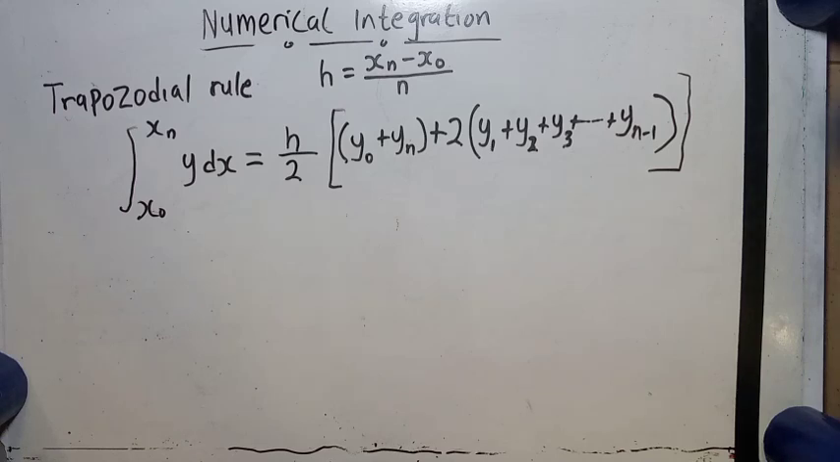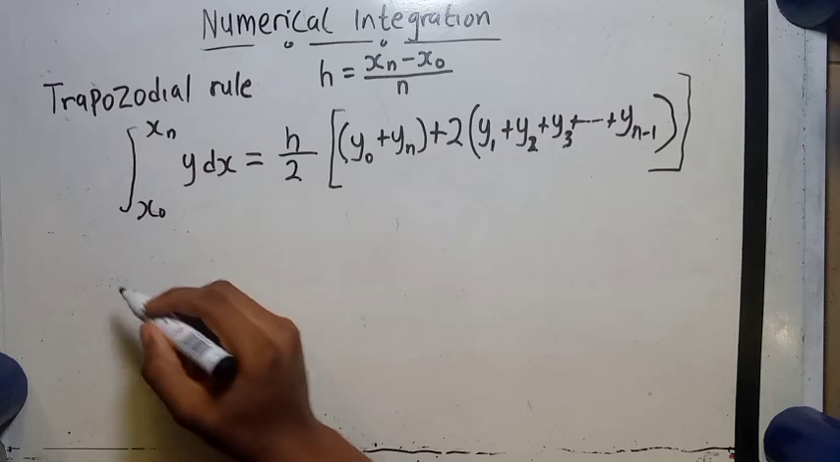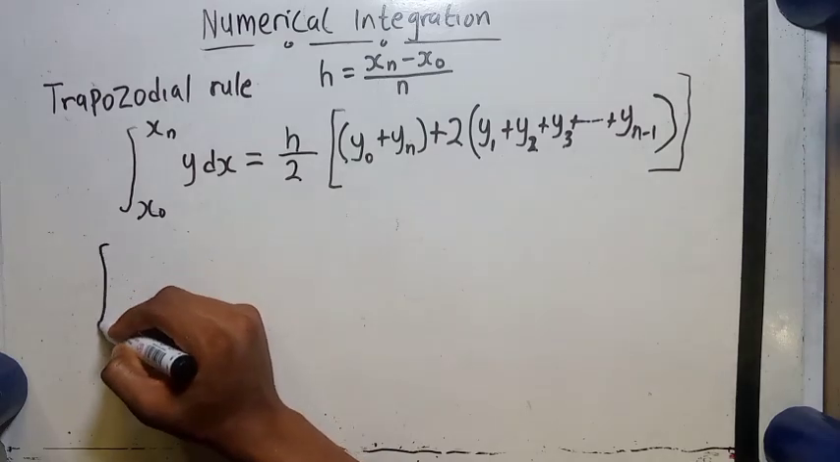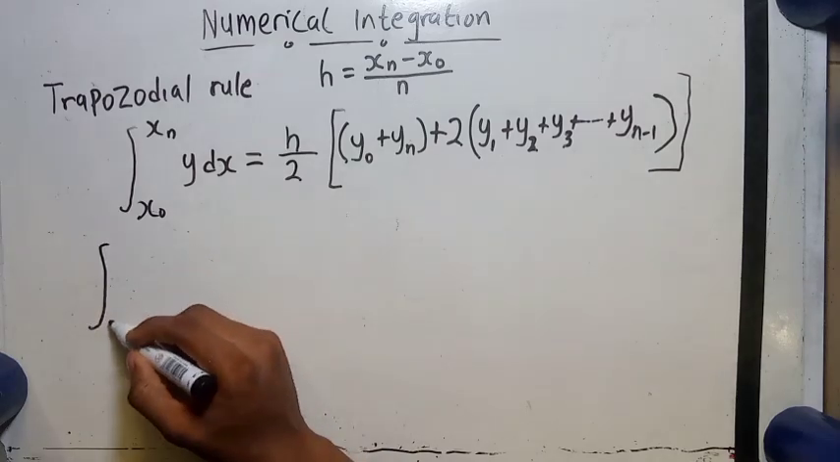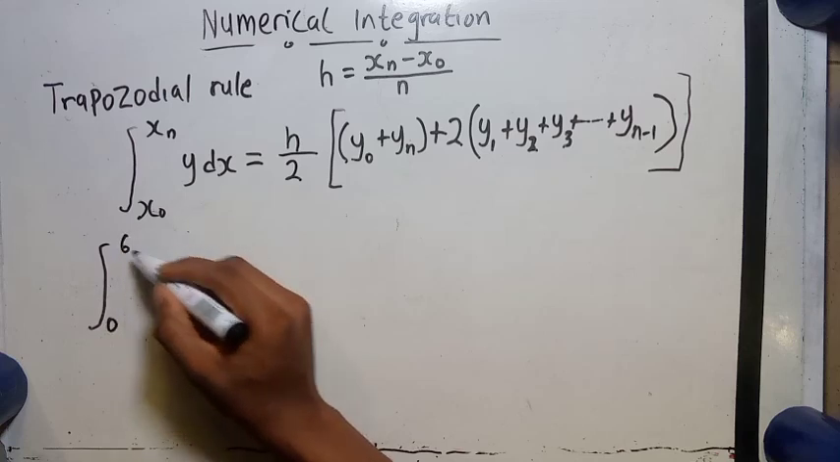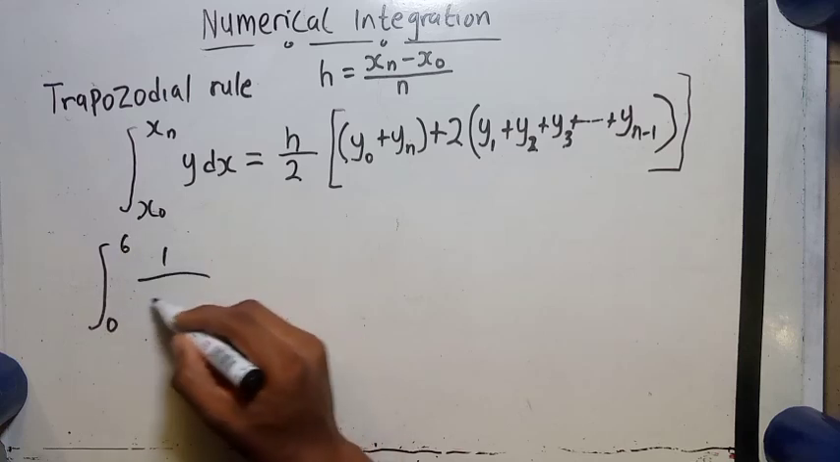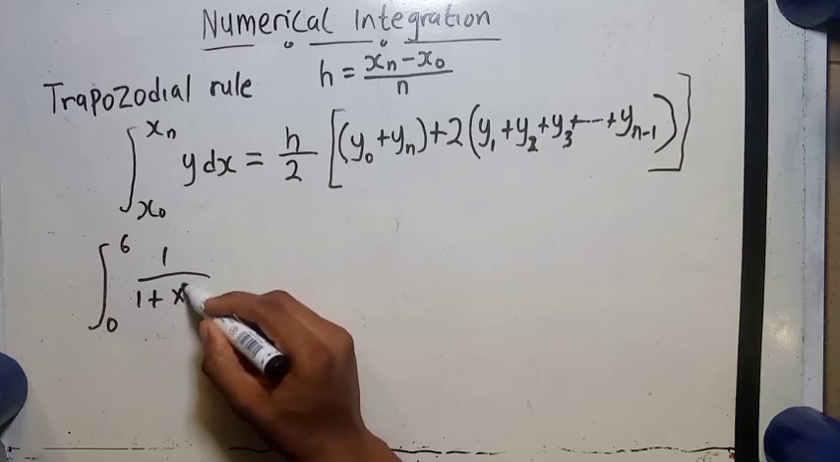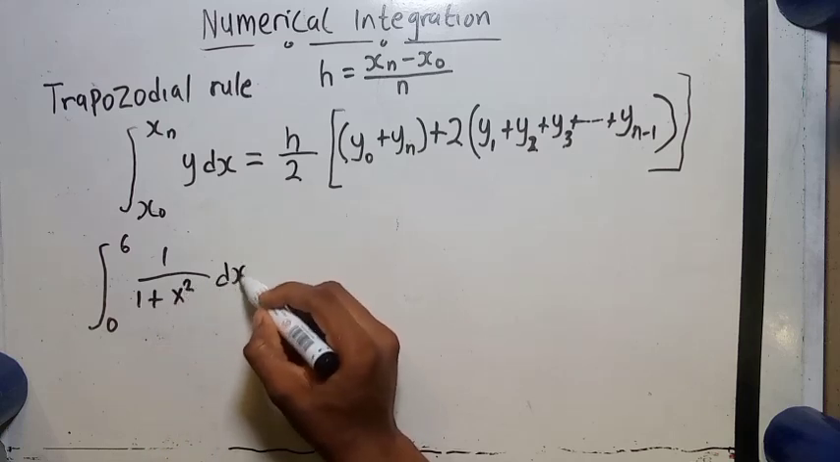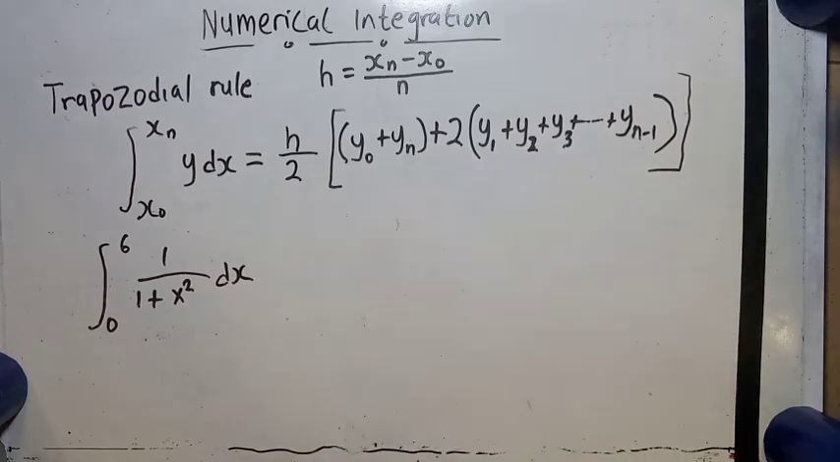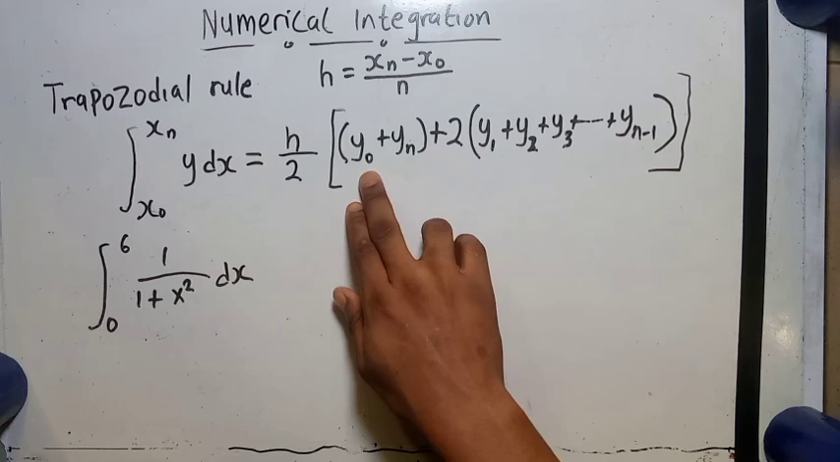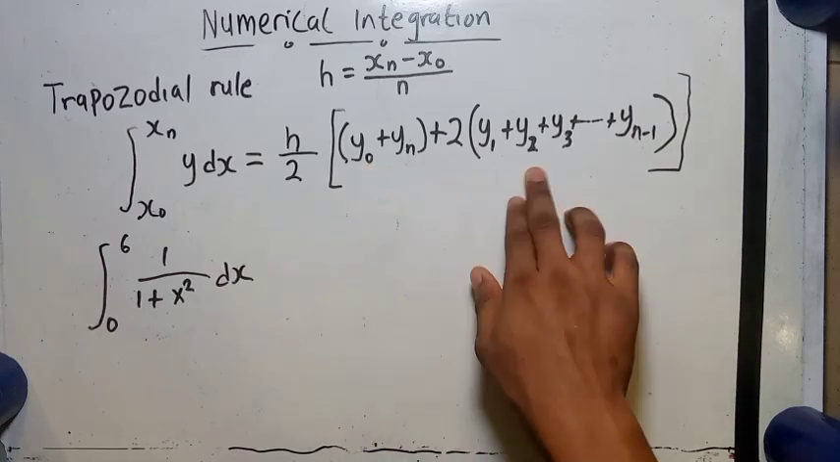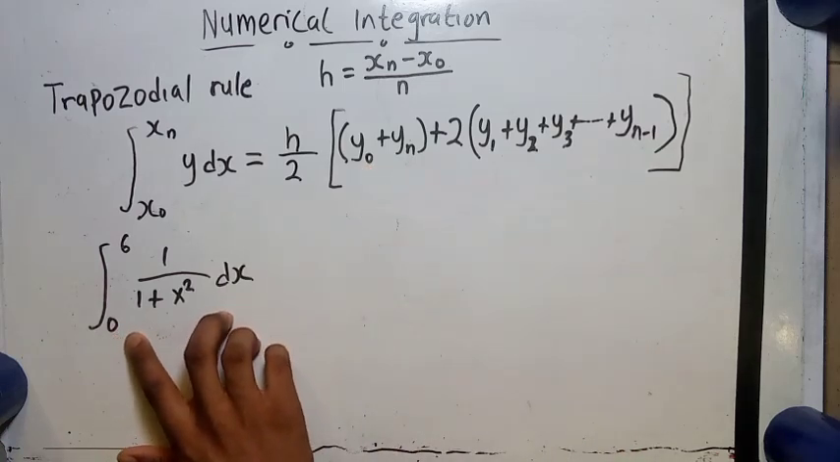So, given a question, we're solving this with a question. Let's say a question is given to us, like this, with the lower limit 0 and the upper limit 6. 1 over 1 plus x square dx, and you're asked to solve for it. Now you start asking, where are we going to get our y0, yn? Our y0 is 0 from here.